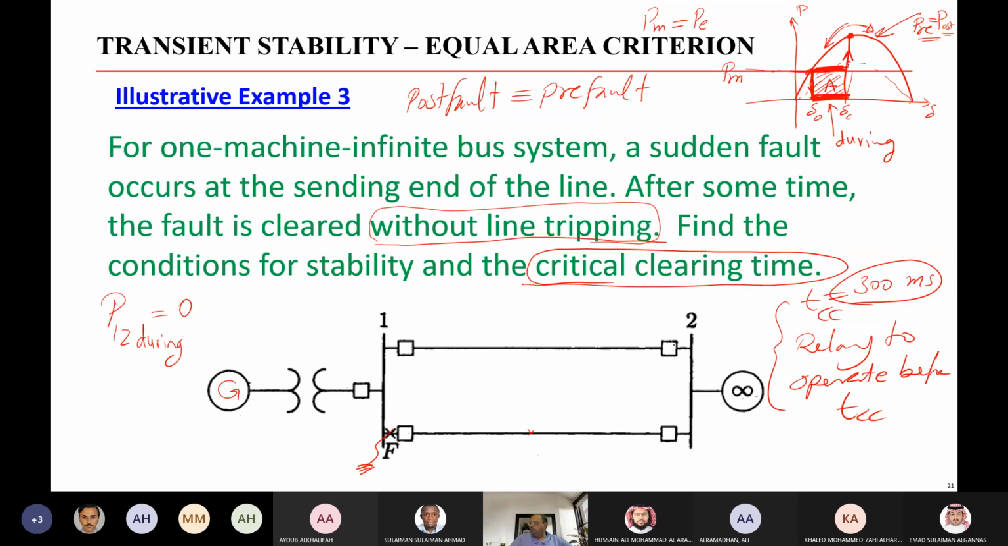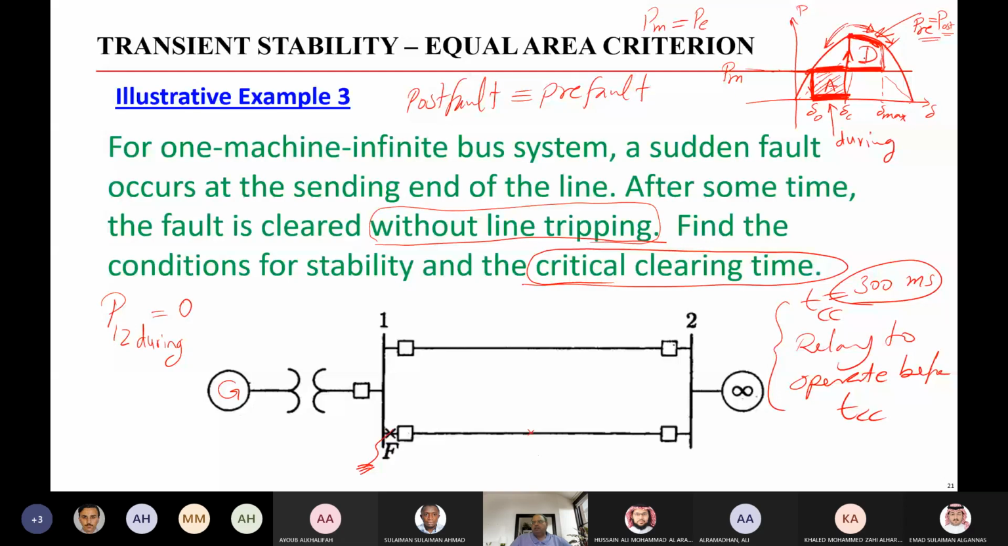Yes, Hussein? It will continue for some time also, I think. So it will continue here. And here we have a deceleration. So this is the deceleration area, and P electrical is greater than P mechanical. If we have enough deceleration area to compensate this, the system will be stable. And this will be delta max, or delta M, the maximum oscillation.